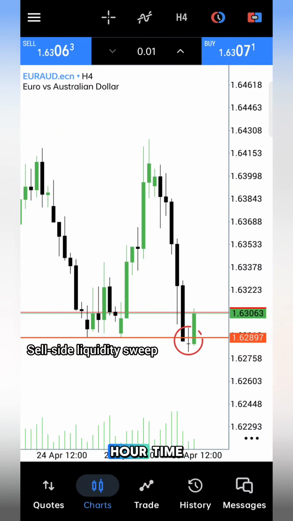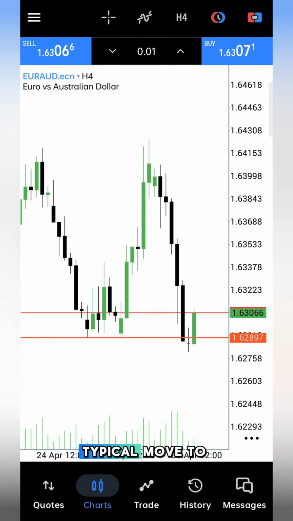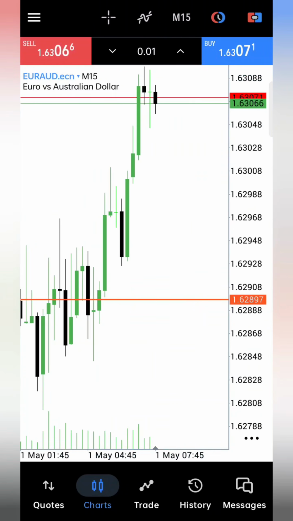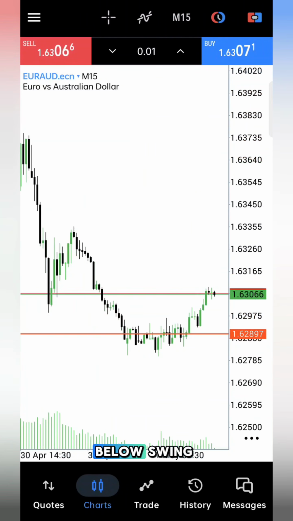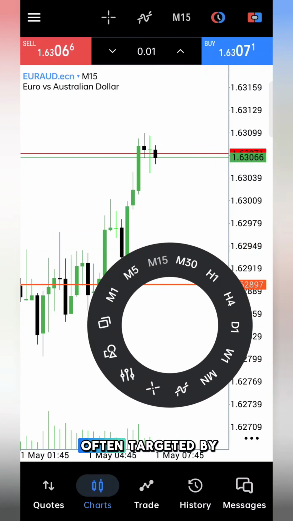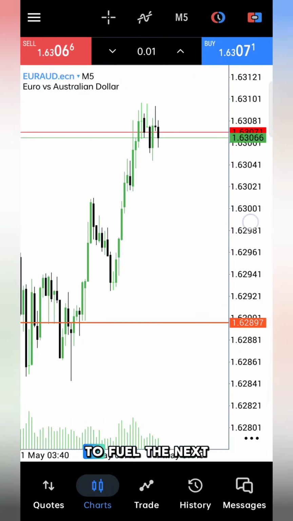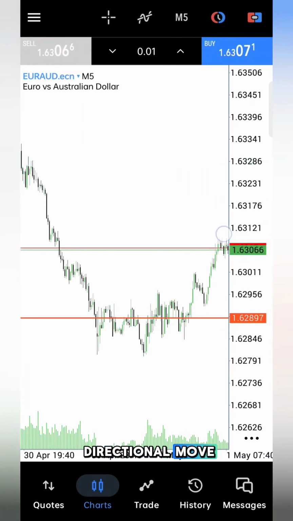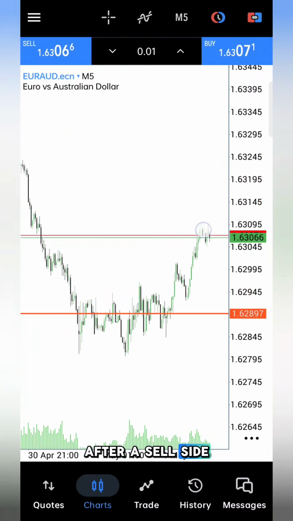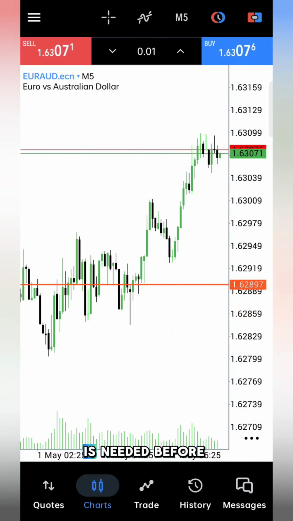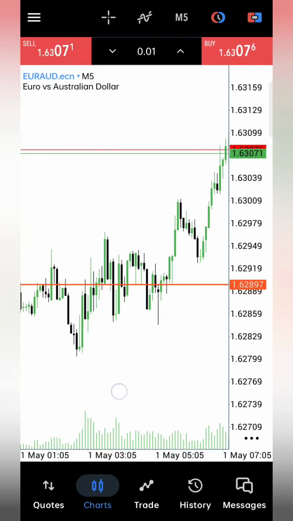Here on the 4-hour time frame, price has taken out the swing low, sweeping sell-side liquidity. Typical move to clear stops before a potential reversal or continuation. Sell-side liquidity below swing lows is often targeted by institutions to fuel the next directional move. After a sell-side liquidity sweep, confirmation, like change of character or break of structure, is needed before assuming direction.